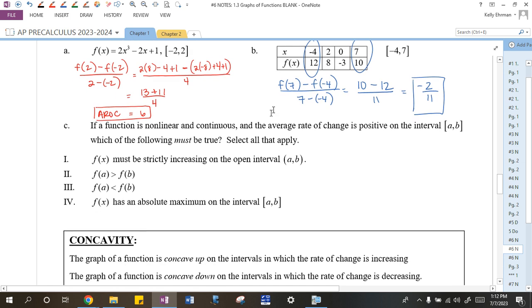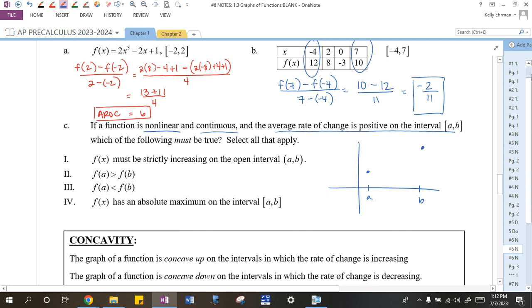Okay, if a function is nonlinear and continuous, no holes, asymptotes, gaps, and the average rate of change is positive on the interval a to b, which of the following must be true? You can give yourself some kind of sketches. Average rate of change. So here's A, here's B. We've got a positive average rate of change. So the point at A has to be lower than the point at B. I don't want to draw it in yet.